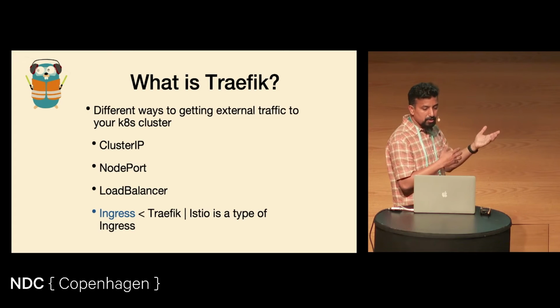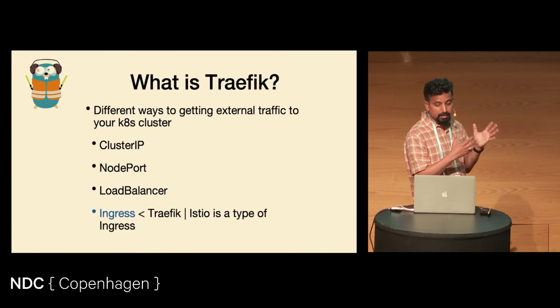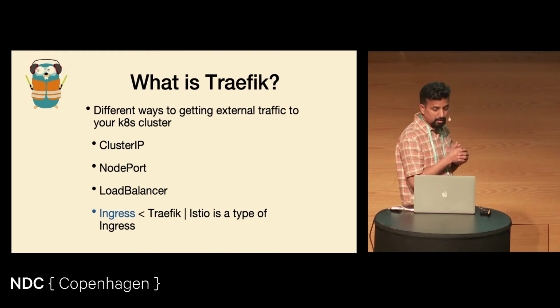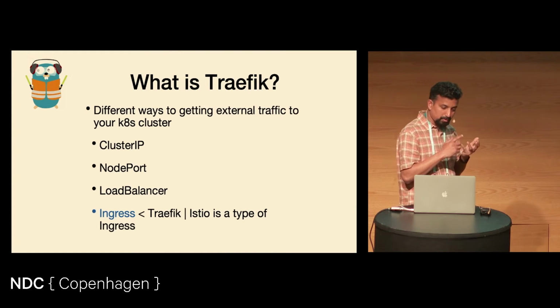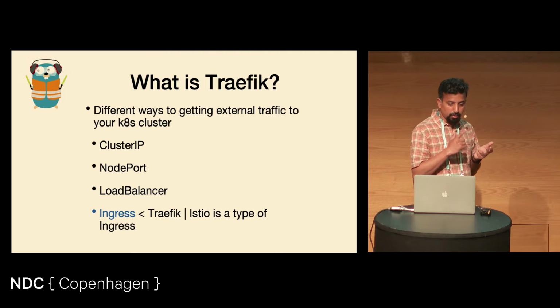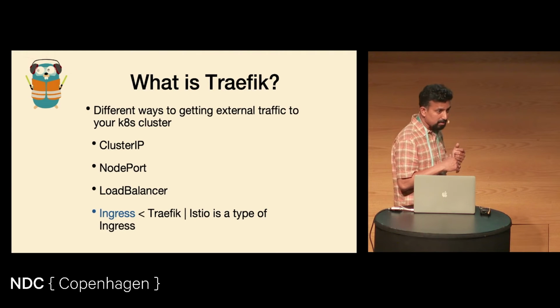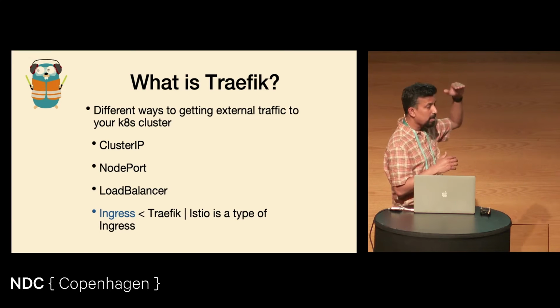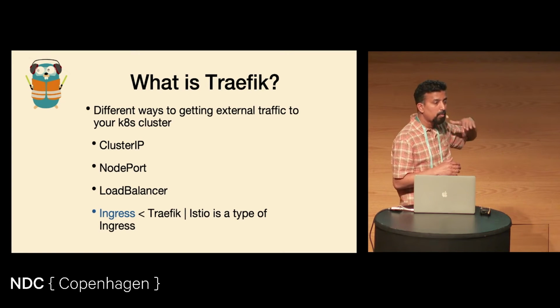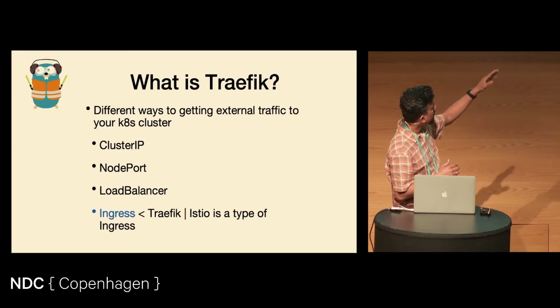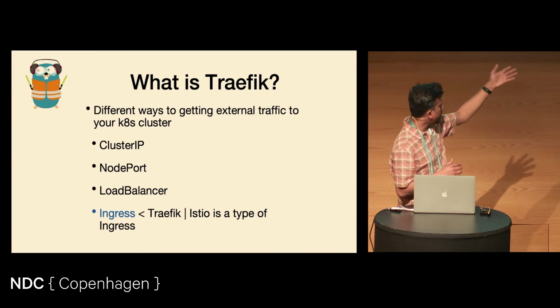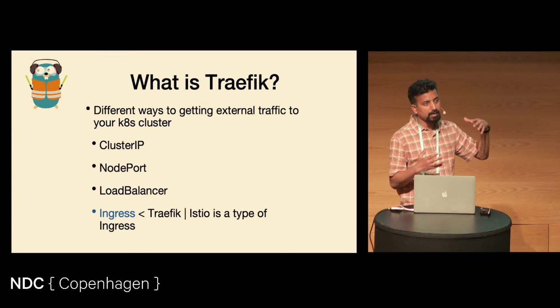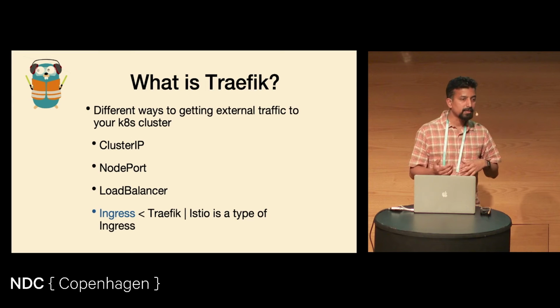There are different ways of getting external traffic into your Kubernetes cluster. You can use cluster IP, you can use node port, you can use load balancer. But one thing we are using is ingress, because now you can have rules. Why do we need rules? For that, we can use Traefik or Istio. But you may ask, why do we need that? Why can't we use a load balancer?